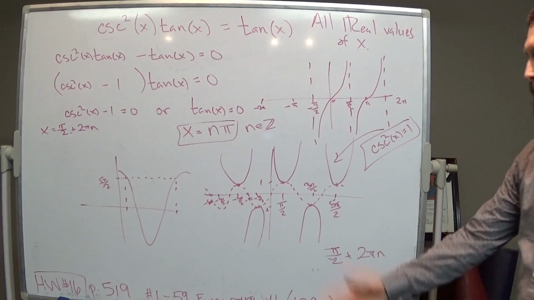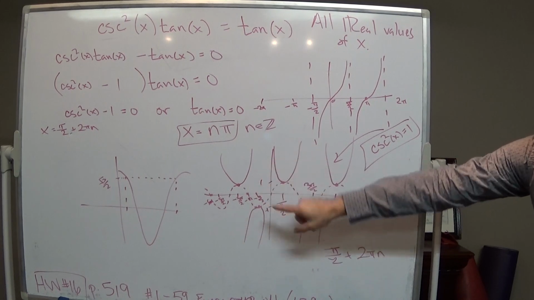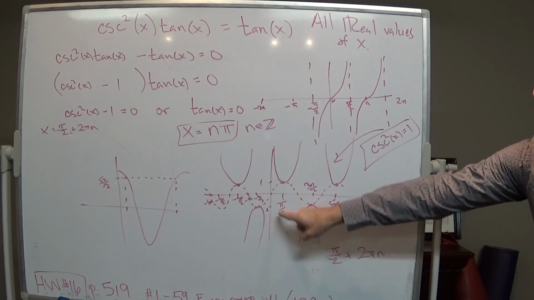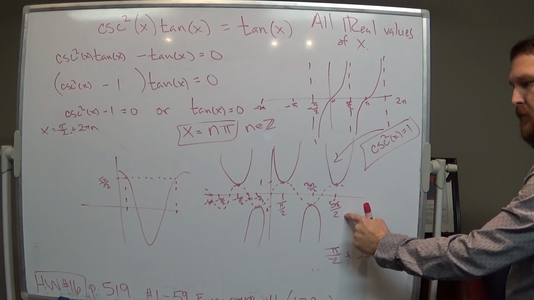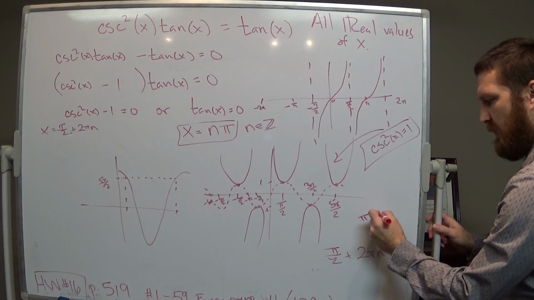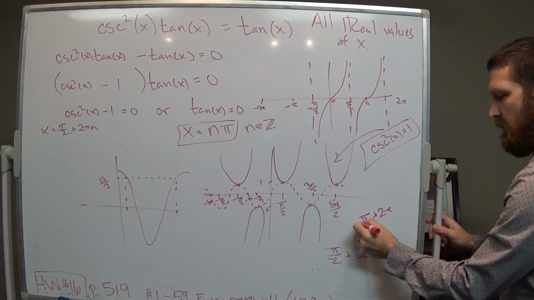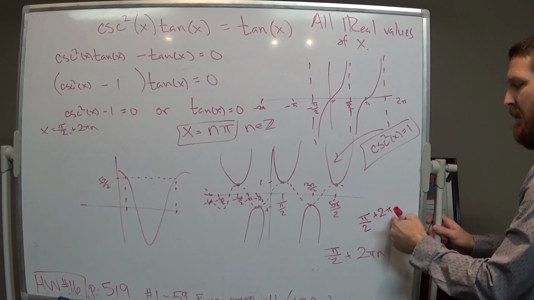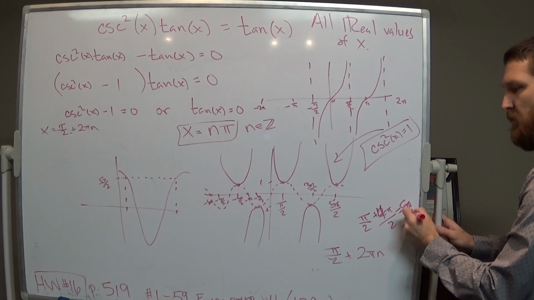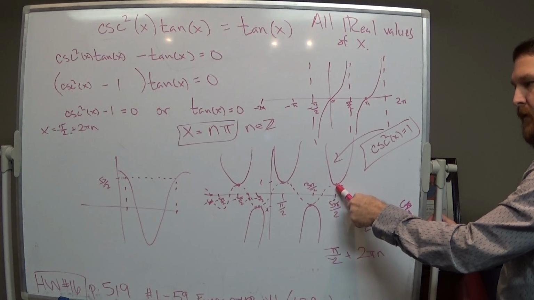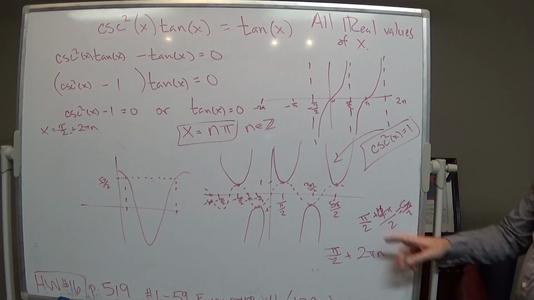And let's just see what happens. When n is equal to 0, we get pi over 2. When n is equal to 1, we get pi over 2 plus 2 pi. Is that 5 pi over 2? Let's check. Pi over 2 plus 2 pi, that would be pi over 2 plus 4 pi over 2, which would be 5 pi over 2. I got that one. But what about the 3 pi over 2? Well, we're not there yet.